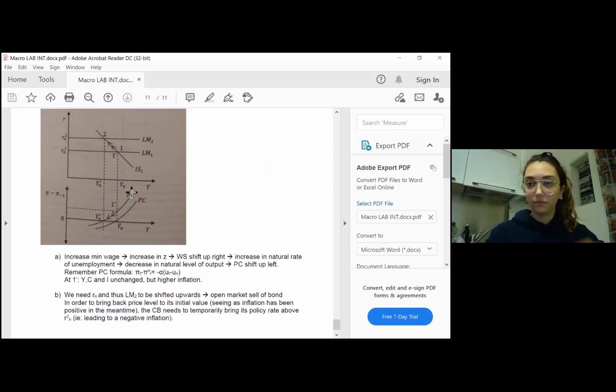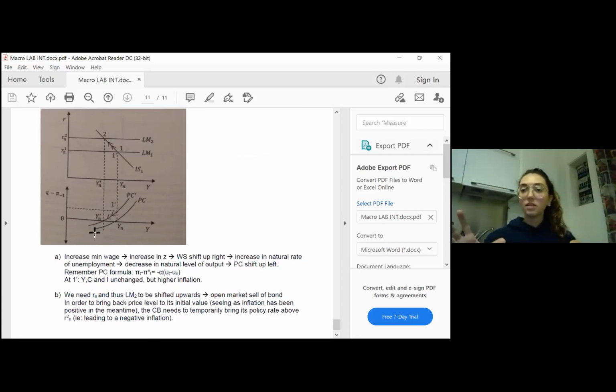Bring back the price levels simply by increasing R even more. Why? Because by increasing R even more, the PC is actually going to cross not at 0, but a bit below, so that now there's going to be a deflation that is going to counterbalance the inflation that we've had before.